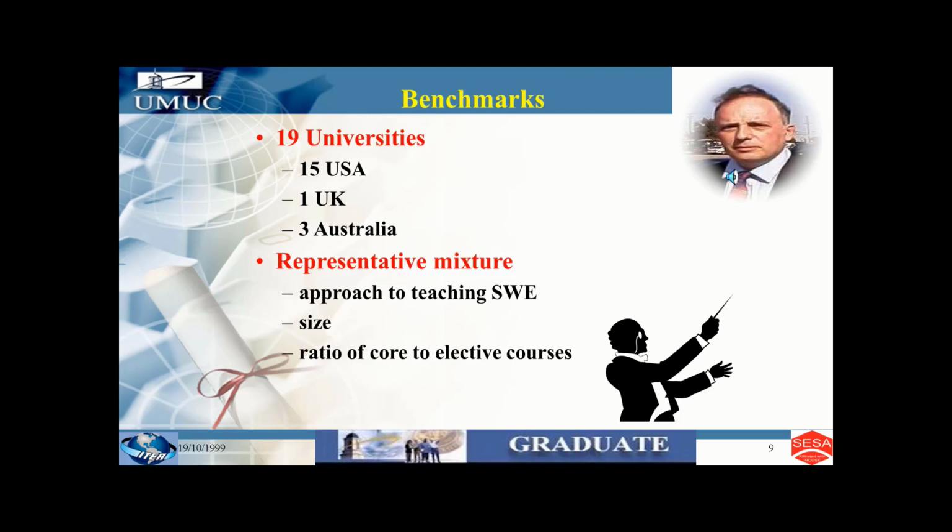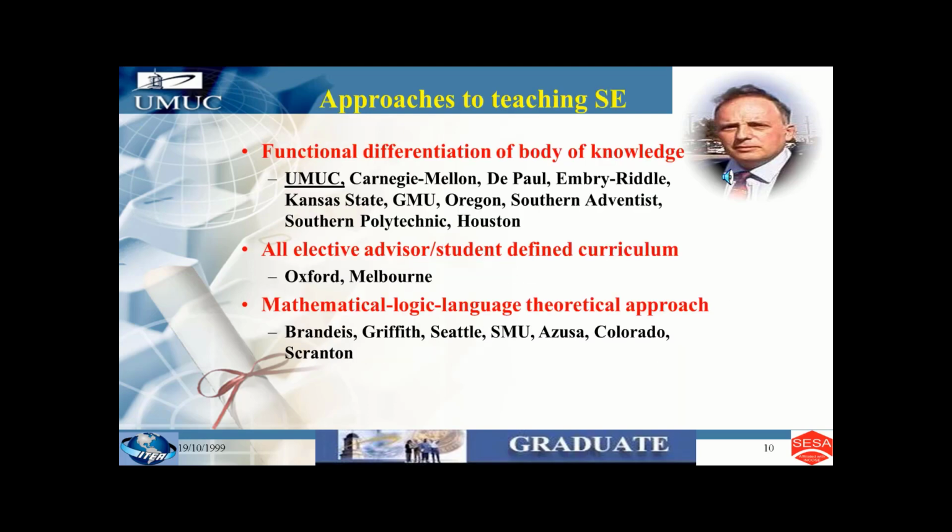Coming back here to this program, software engineering is being taught differently by different universities. And in each program, we noticed that there was a ratio of core and electives that was different in most cases. And what was more, we found that the different universities taught software engineering in different ways. There's the functional differentiation of the body of knowledge, a course-based degree: Maryland University College, Carnegie Mellon, DePaul, Emory, Riddle, Kansas State, George Mason, and the others.